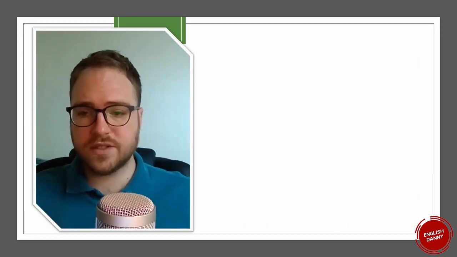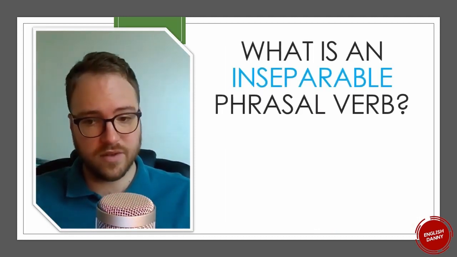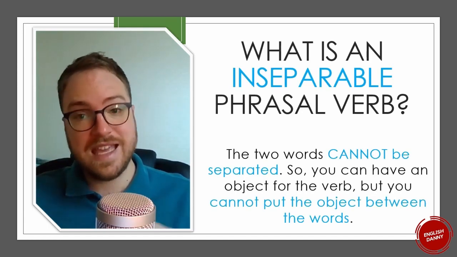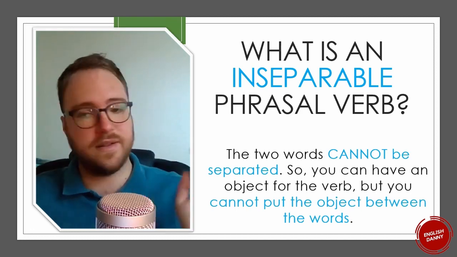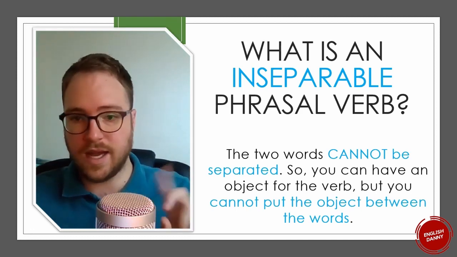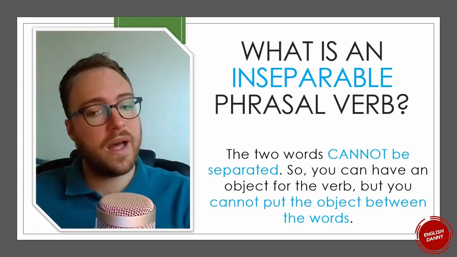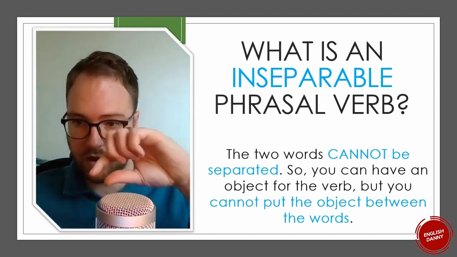Okay, so now we're going to move into inseparable phrasal verbs. So very quickly, let's review. An inseparable phrasal verb means that the two words can't be separated. They cannot. So you can have an object, but you cannot put the object between the two words.